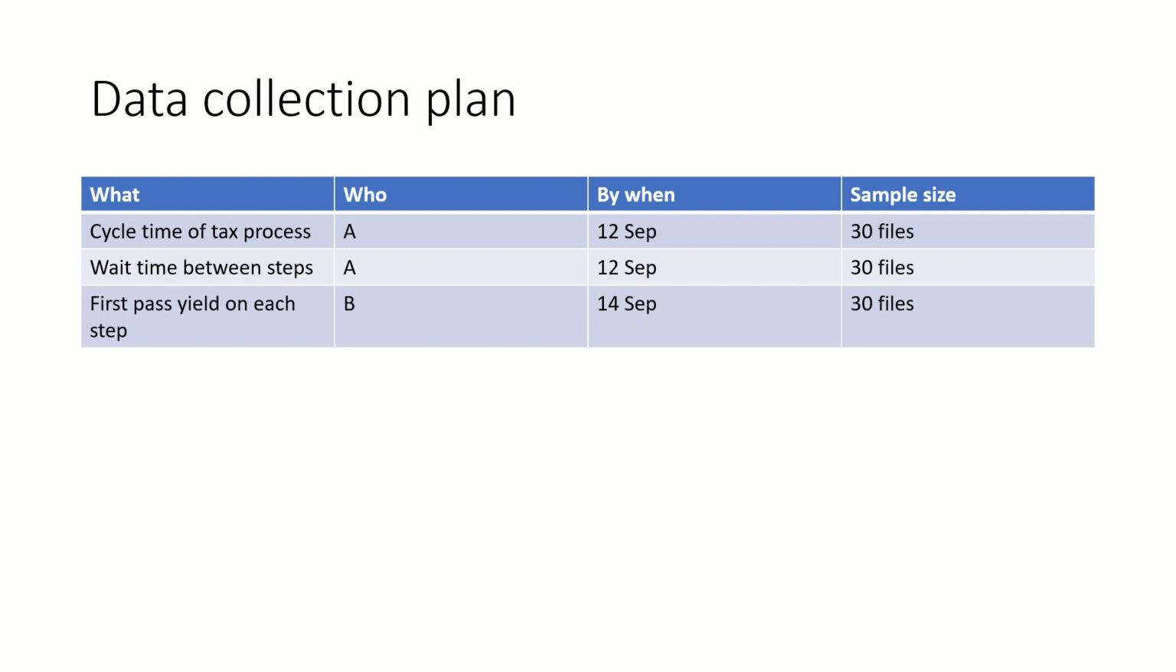Then the data collection plan. So they wanted to create a value stream map. So data should be collected on the cycle time of the tax process, wait time between steps, and the first pass yield on each of these steps. In the next phase of the project, that is how a data collection plan can be used.